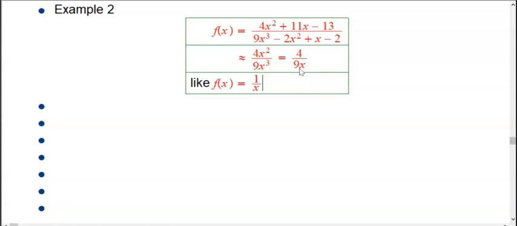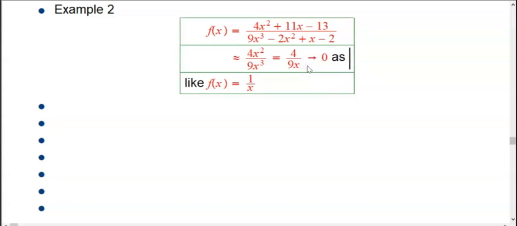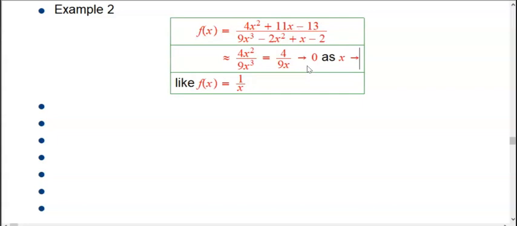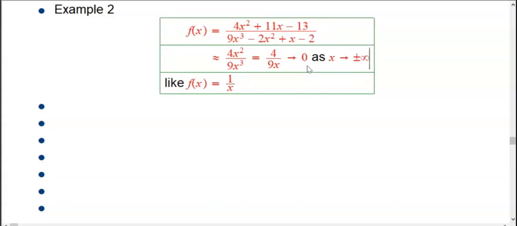We know that when x is really big, and even in this example with the coefficient, the 4/9, when x is really big, this is going to get small. So this goes to 0 as x goes to either plus or minus infinity. So either direction, left or right, this thing's going to go to 0. So this is again a horizontal asymptote. So it's not as different from example 1 as you might think.